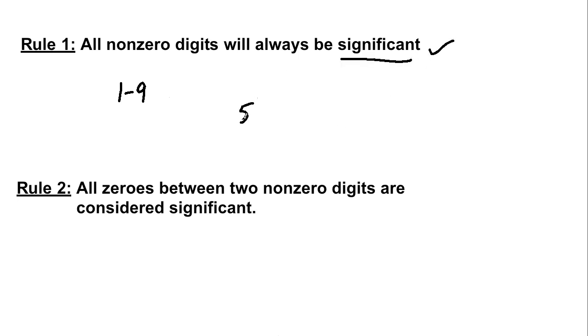So if I give you 5,236.72, you have 1, 2, 3, 4, 5, 6 sig figs in an example like that, because any time, under any circumstance that you have a number that is not 0, it is going to be considered a significant digit.